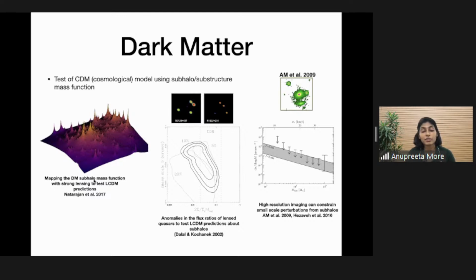You can again test various cosmological models, because as you change your cosmological parameters, you expect to see a change in the subhalo mass function. There are certain cosmologies which will predict very small numbers of subhalos. And so with the help of these kinds of observations, we can test whether the standard cosmological model is consistent with the data or not.